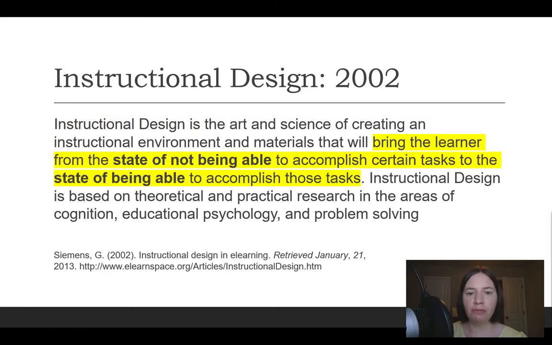And the goal of those materials is to go from the state of not being able to accomplish something to the state of being able to accomplish the task. So remember that first design definition, going from what is to what is more preferred? That's what you're doing. You're trying to create an instructional environment and materials that help the learner go from where they are now to actually being able to do something.